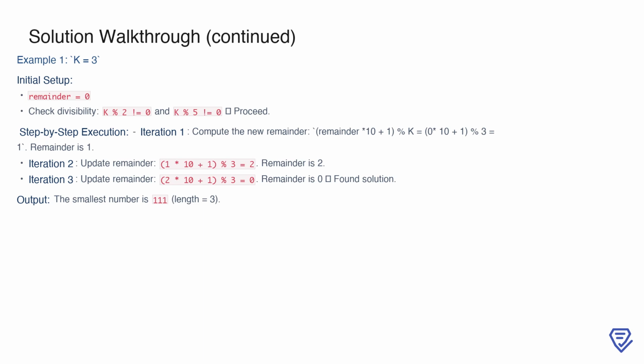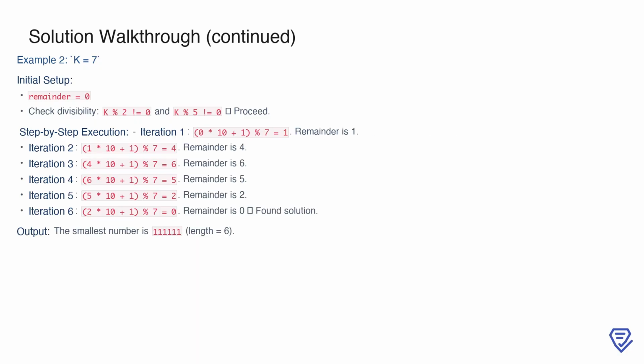This simplifies to 1, so the remainder is now 1. In the second iteration, we update the remainder using the same formula, (1 * 10 + 1) % 3. This gives us 2. Finally, in the third iteration, we repeat the process, (2 * 10 + 1) % 3 equals 0. At this point, the remainder is 0, which means we've found the solution. The smallest number composed entirely of ones that is divisible by 3 is 111, and its length is 3.